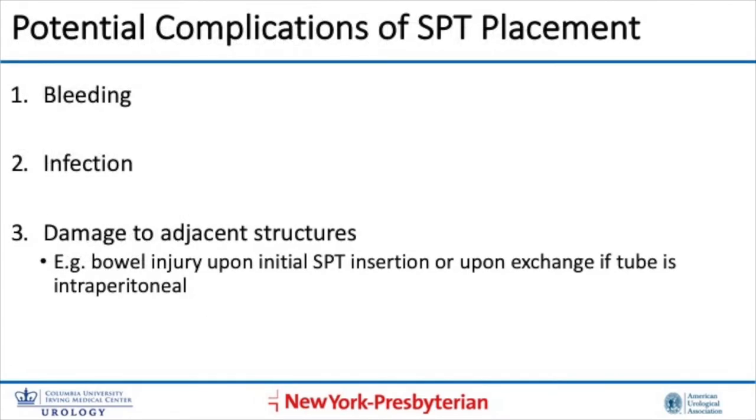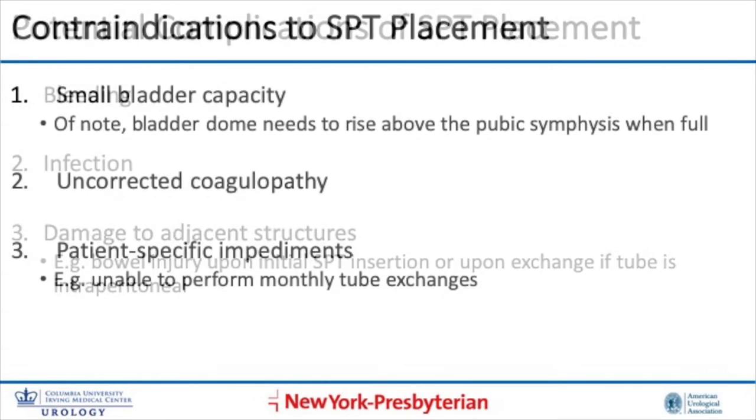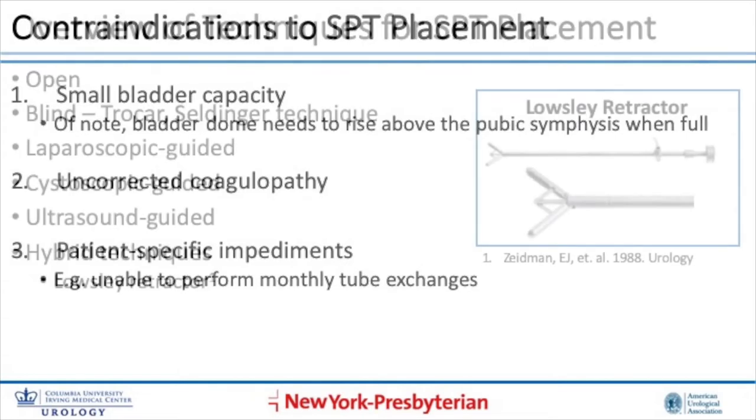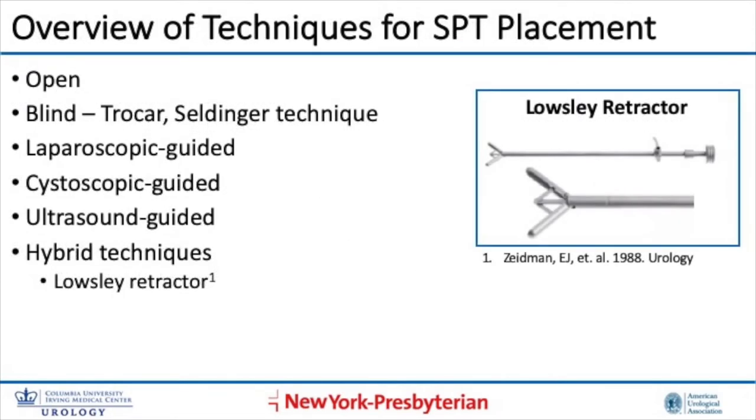Potential complications for suprapubic tubes include bleeding, infection, and damage to adjacent structures such as overlying bowel. Contraindications to suprapubic tube placement include small bladder capacity, uncorrected coagulopathy, and patient-specific impediments. There are a variety of techniques to place suprapubic tubes and are outlined above.